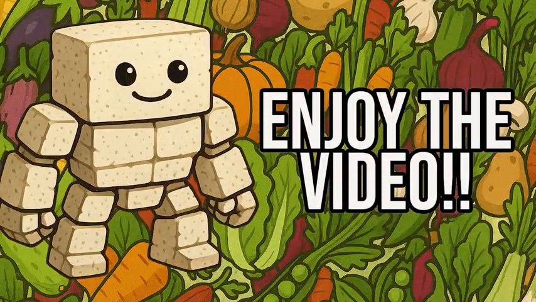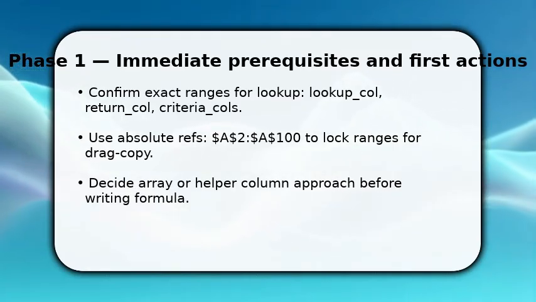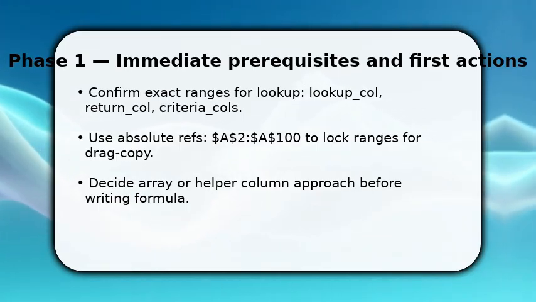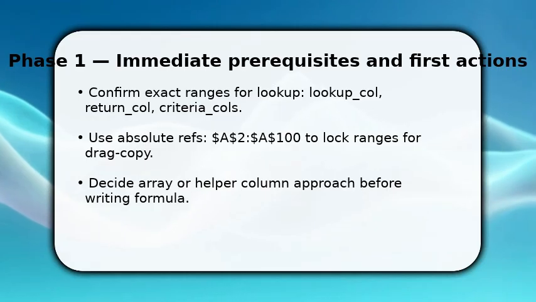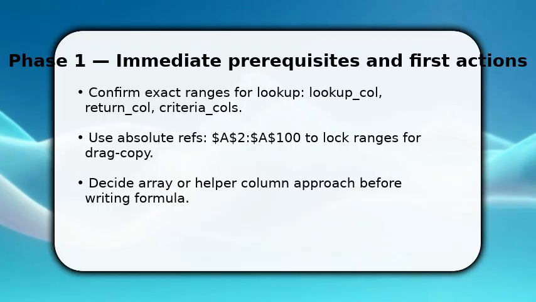Please enjoy the video. You start by identifying the 3 ranges you need: the return column and the 1 or more criteria columns. This avoids misaligned matches later. Once done, convert ranges to absolute refs like $A$2:$A$100 so copying works reliably.